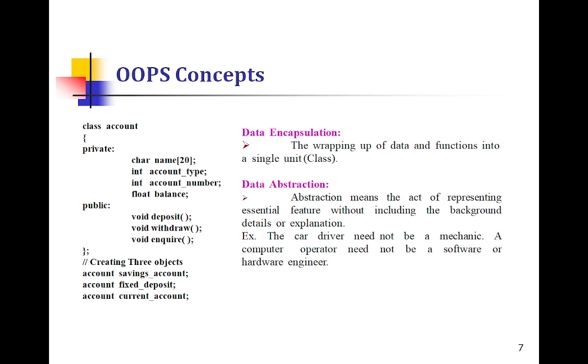Now let us have a small example of a class, how to create a class, and what will be the data encapsulation and abstraction methods we are following. So data encapsulation means wrapping up of data and functions into a single unit called class. Capsule means that some kind of contents is there, a mixed level of contents, it may be in a powder format or anything. So encapsulation means data and functions in a single unit format.